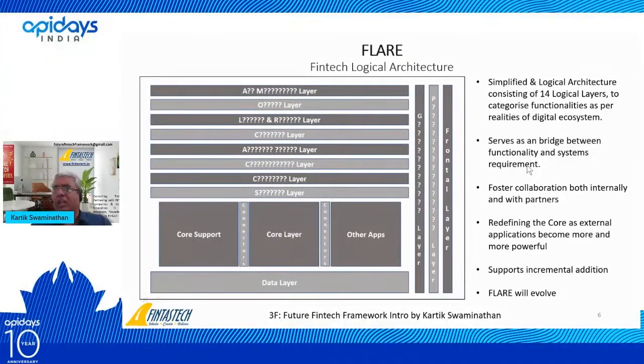For example, when you transfer money, though the processing may happen at the core layer, you transfer money today through a third party app. You may not even be touching a banking app directly. So gradually, a lot of these functionalities are getting pushed to external layers, and all those concepts and the way the ecosystem is evolving will be considered and accommodated as part of this 14 block logical architecture. And as I said, FLAIR will evolve. It will support incremental additions for at least another decade plus. This will be very stable. So that's as far as the second framework called fintech logical architecture is concerned.